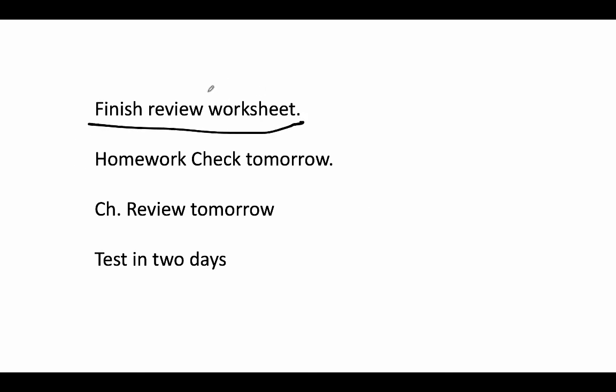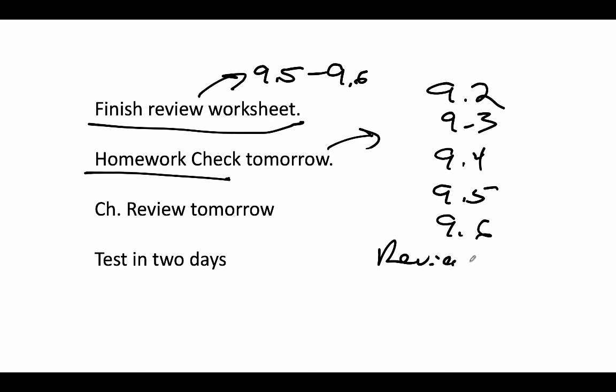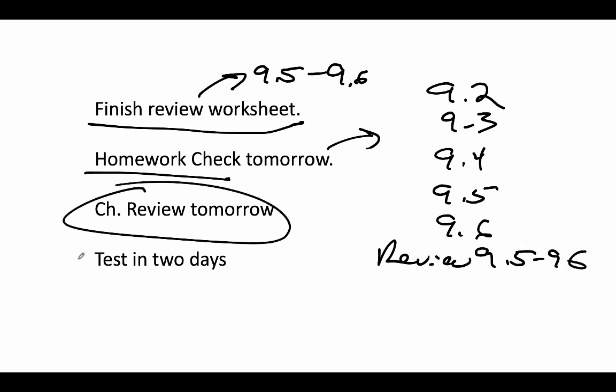Finish the review worksheet. That is the 9.5, 9.6 worksheet. I just did 3 of the problems for you. You should be able to get that done. Homework check tomorrow. So if you've missed some class, you're going to turn in 9.2, 9.3, 9.4, 9.5, 9.6, and review 9.5, 9.6. Tomorrow we do this. Test is in 2 days. Let's go.